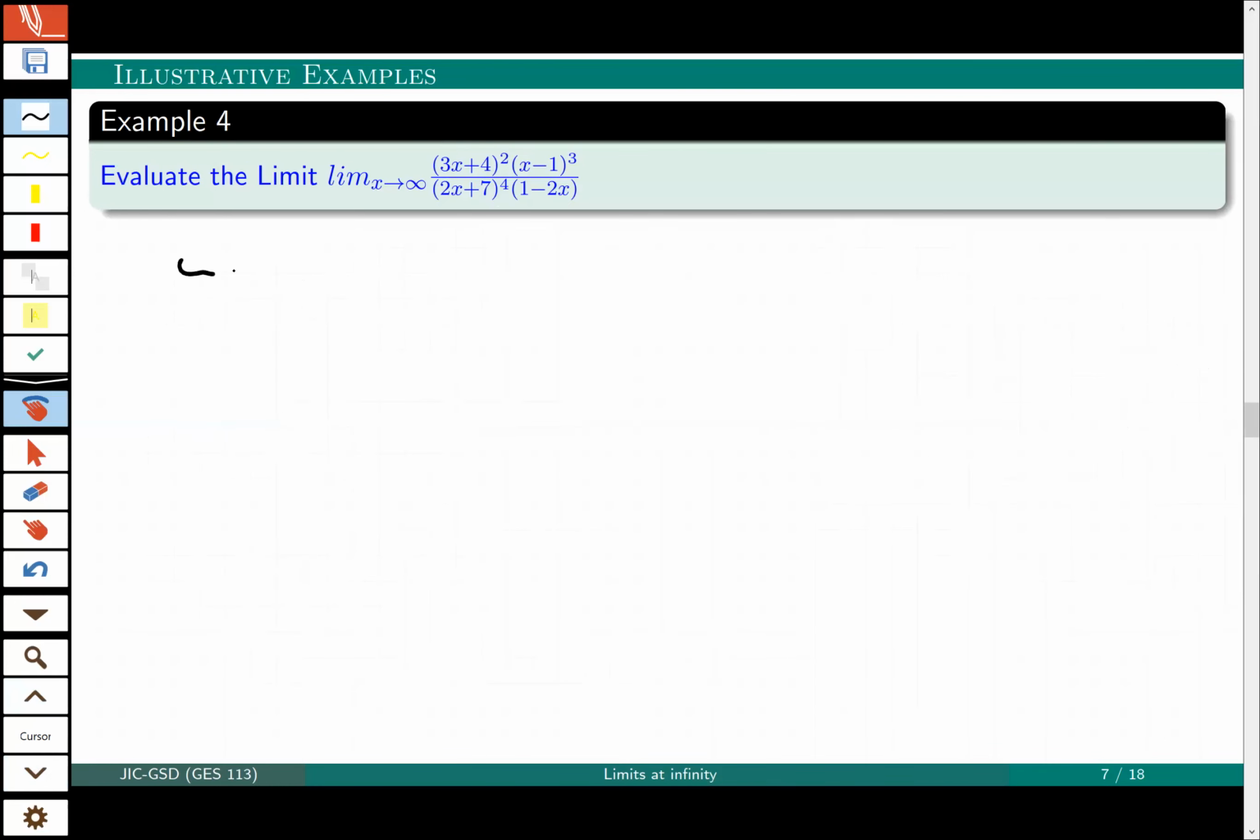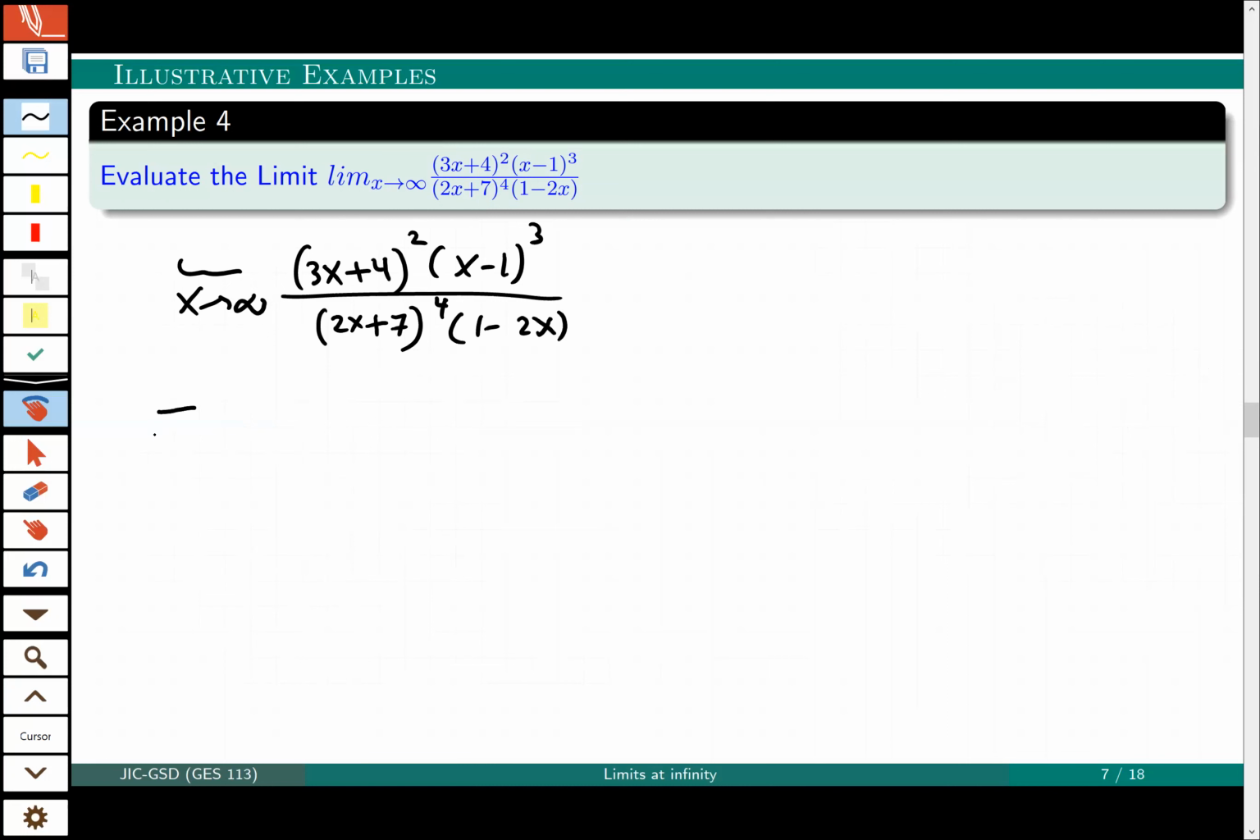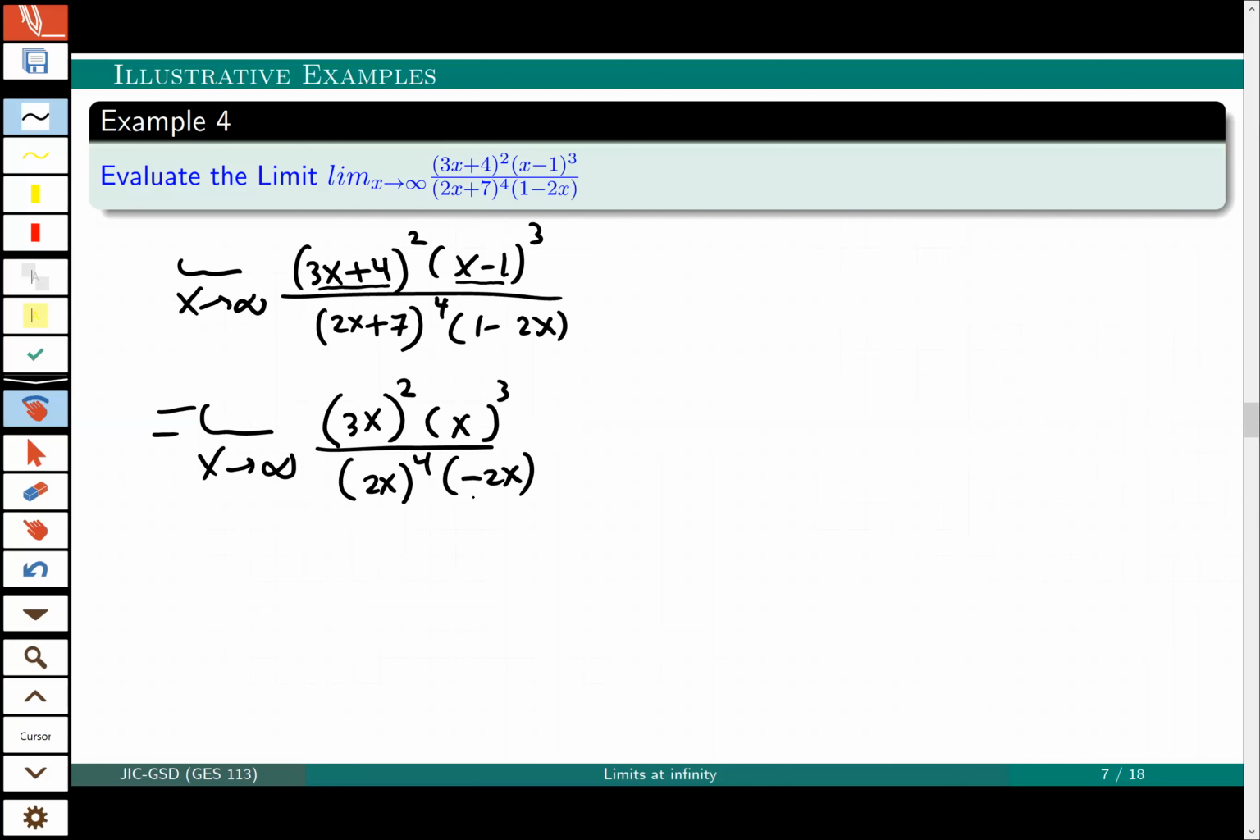in this example, we have the limit when x goes to infinity of (3x plus 4) all to the power 2, (x minus 1) to the power 3, (2x plus 7) to the power 4, and (1 minus 2x). So we go to each one, we take the largest power. Inside each bracket, I'm taking the largest power. Inside here, 3x is the largest power. Inside here, x is the largest power. Here, it's 2x. Here, it's minus 2x.